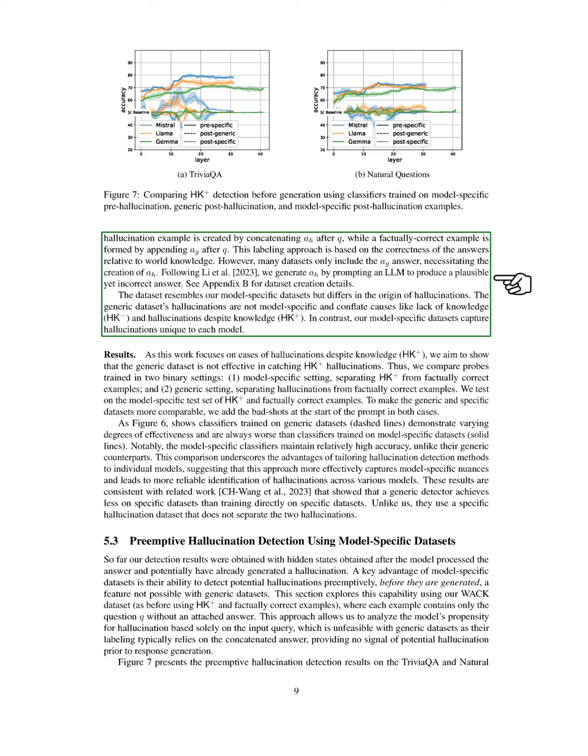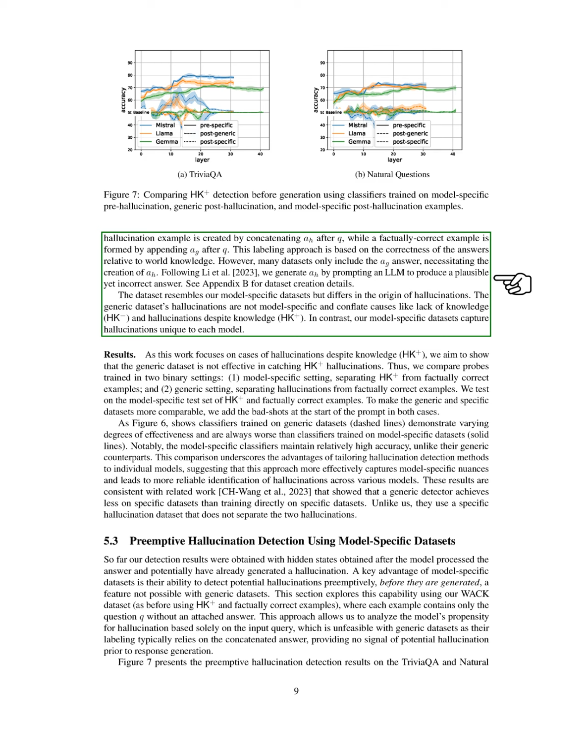However, many datasets only provide the correct answer, which means we need to generate the hallucinated answer. We do this by prompting a language model to create a plausible but incorrect response. The resulting dataset is similar to our model-specific datasets but differs in the source of hallucinations. The hallucinations in the generic dataset are not tied to any specific model and mix up causes like lack of knowledge and hallucinations despite knowledge. In contrast, our model-specific datasets focus on hallucinations that are unique to each model.